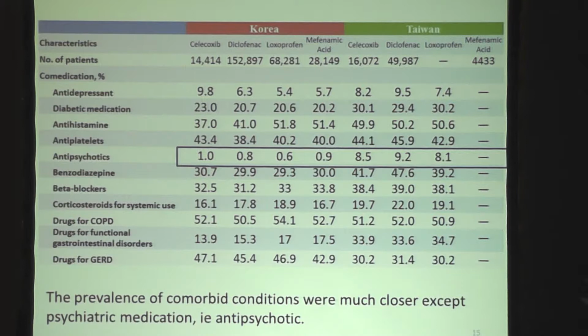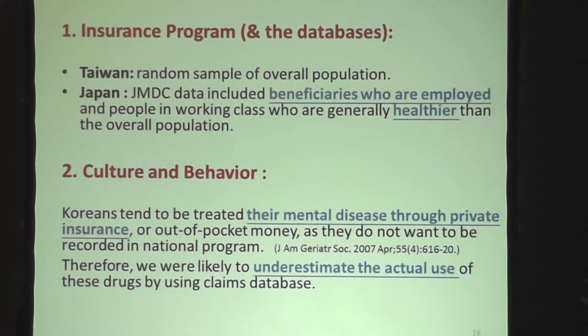Okay. So there are two items I would like to emphasize. Number one is, as I mentioned, the nature of the database. As I mentioned, the JMDC data is kind of like an employee insurance program. So beneficiaries who are employed were included. So the patients in the JMDC data are healthier and younger. So that's why they have a lower rate in terms of the comorbidity.